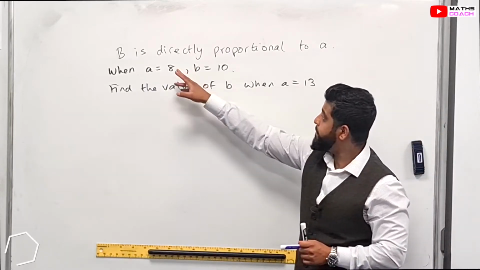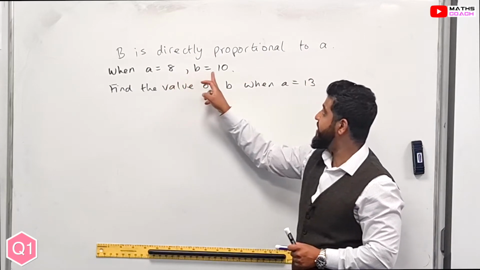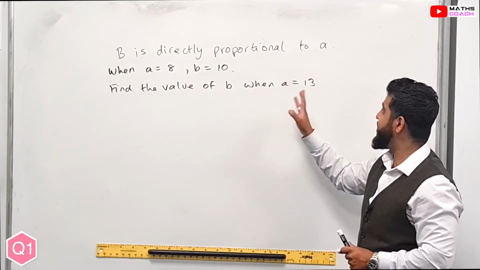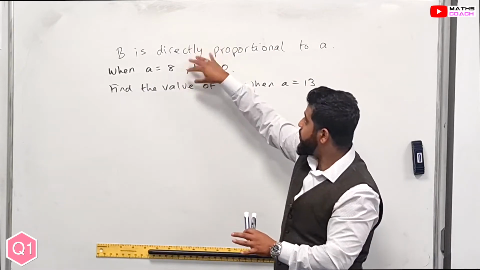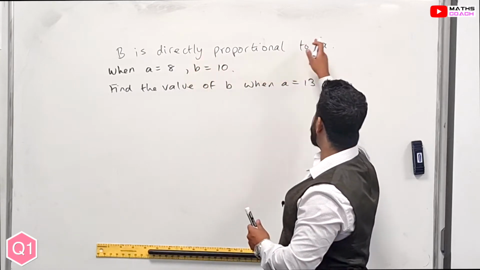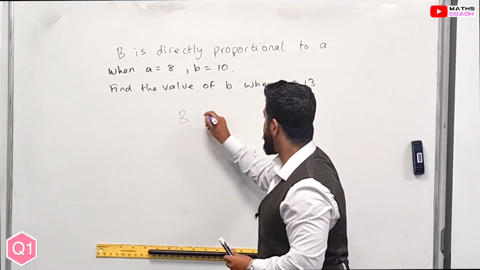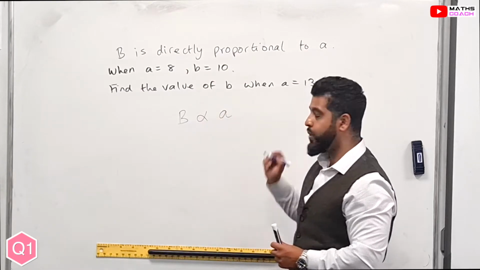So on to the first question. B is directly proportional to A. When A is equal to 8, B is equal to 10. Find the value of B when A is equal to 13. Right, let's just focus on these first two lines here. When a question says B is directly proportional to A, we will write down what I showed you at the start: B is directly proportional to A.